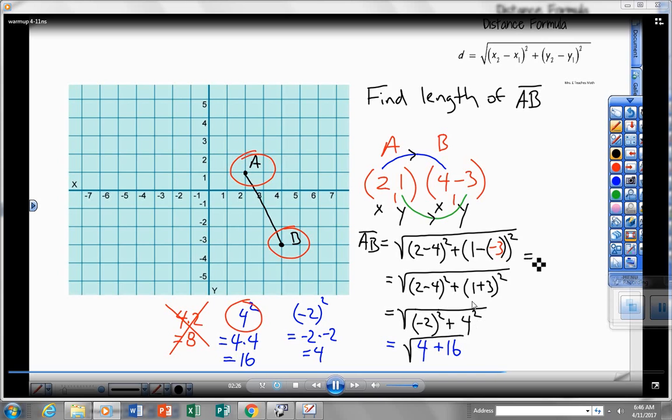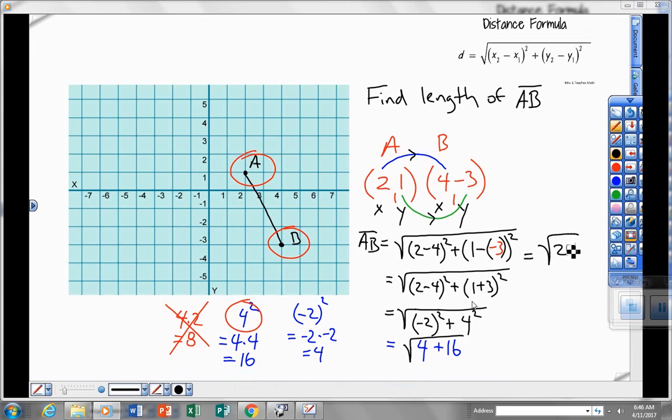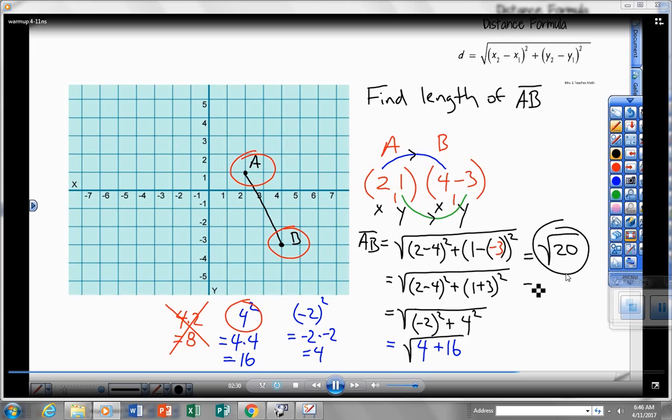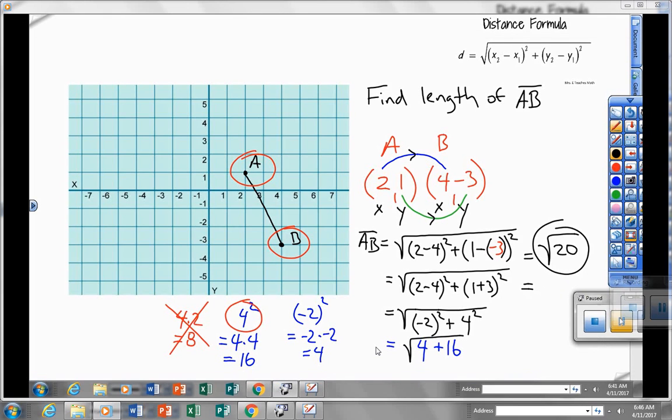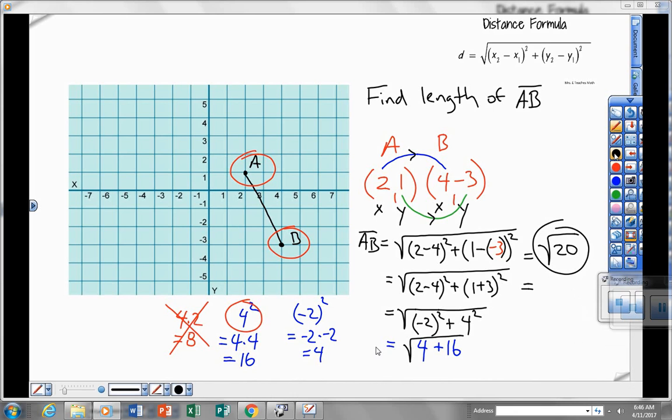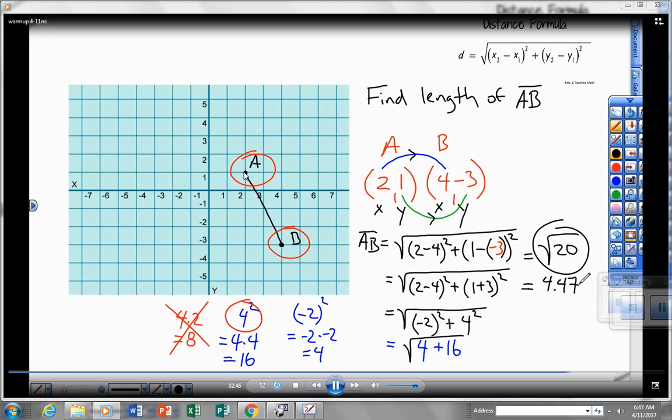That gives me the square root of 20, or if I use my calculator to find the actual decimal number, that gives me 4.47. So the length of this line segment is about 4.5 boxes long.